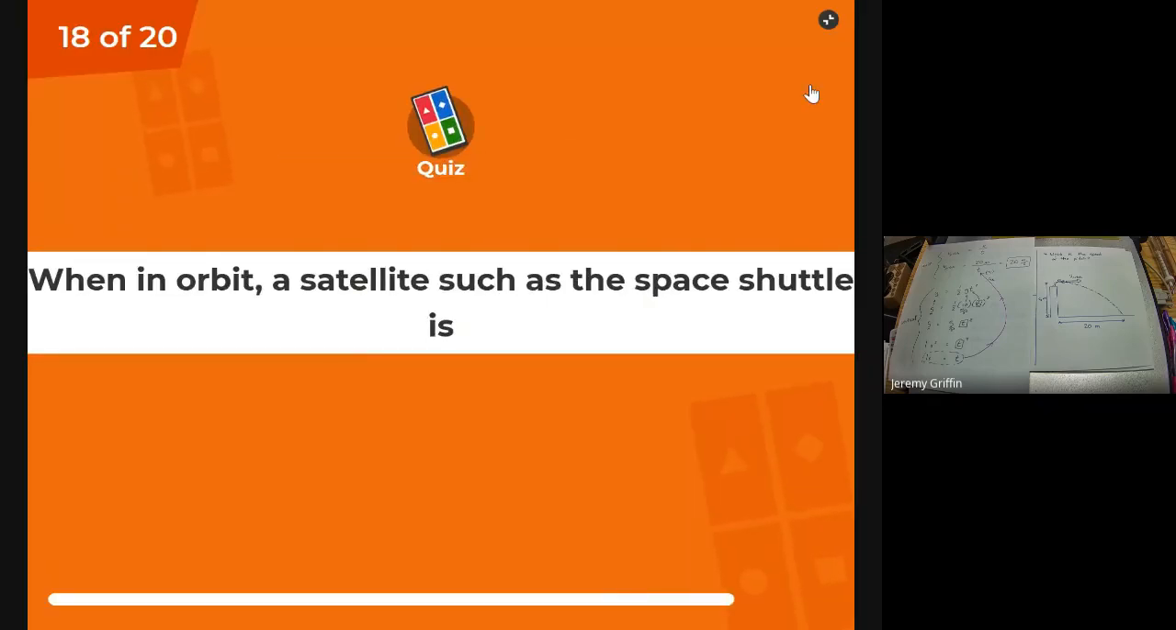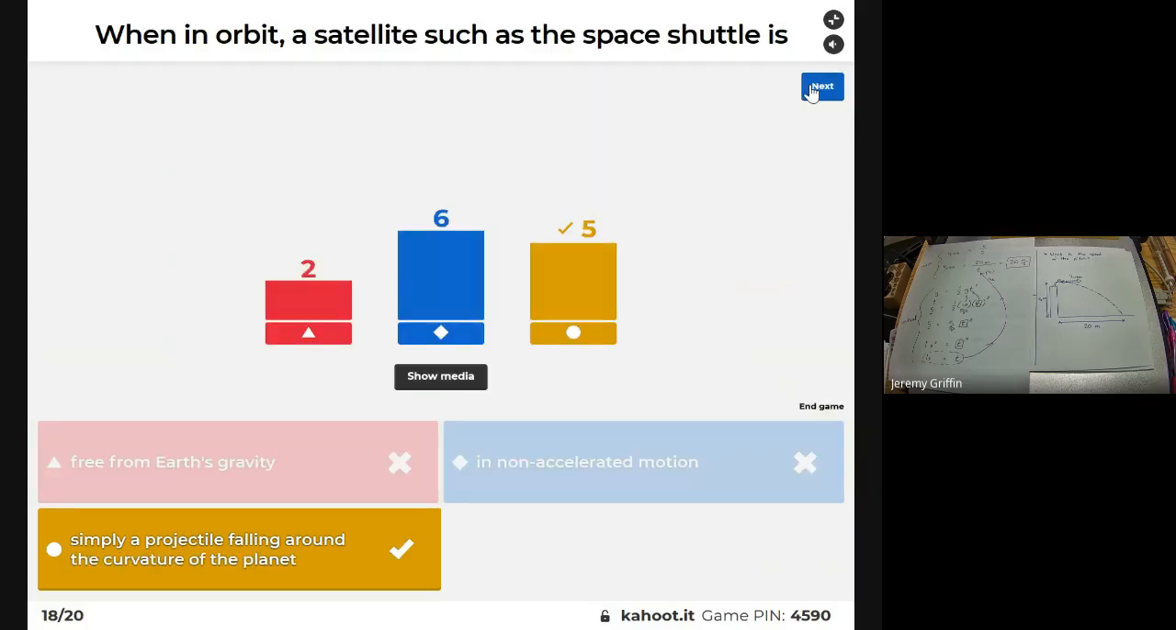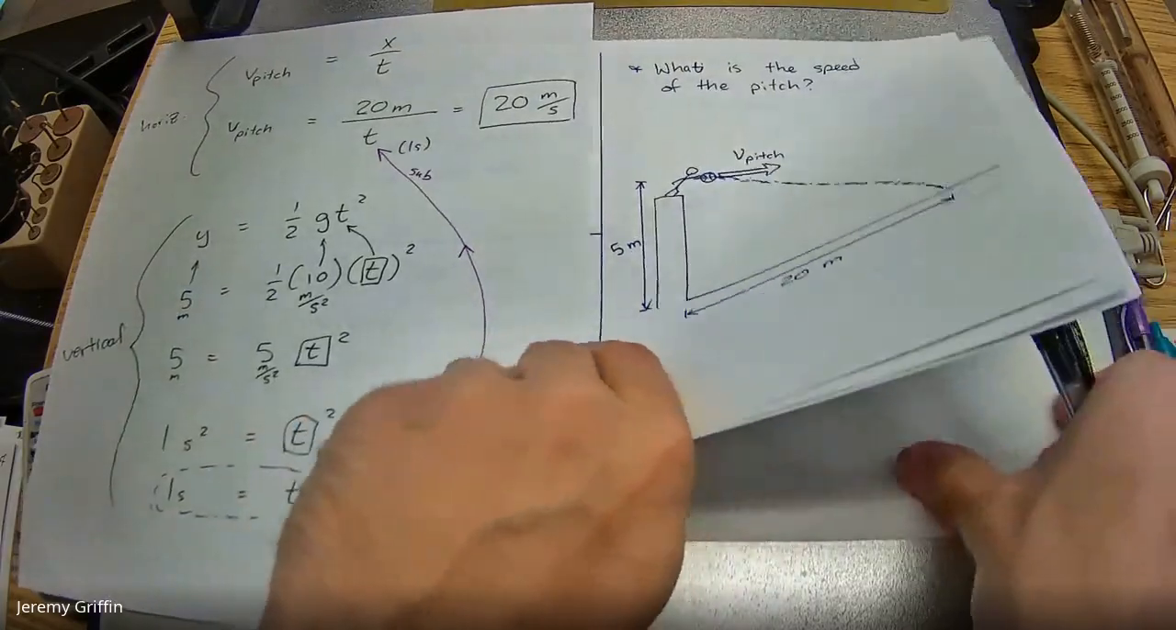This is new stuff. I want to see if you guys can figure this out. When in orbit, a satellite such as the space shuttle... Ooh, okay. Glad you guys got that. If you did, then definitely awesome, because I have not told you guys this yet. So let me flip back over to the screen and show you why that's the answer.